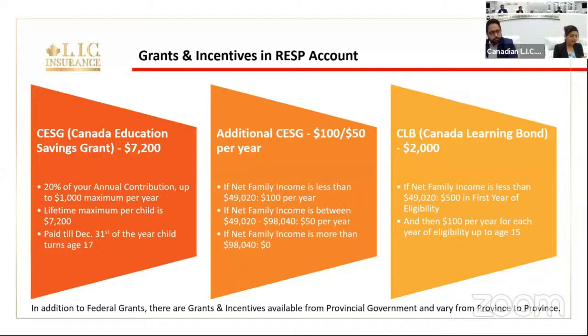Whatever you are putting in as a principal, 20% of that, every child is eligible to get as a grant. So if there are 3 children in the family, can everybody get $7,200? Yes. So it's per child, $7,200. That's the grant they are getting.